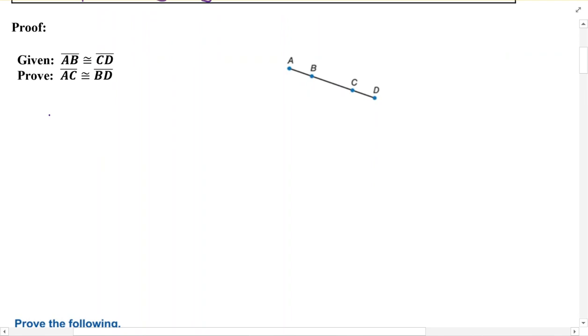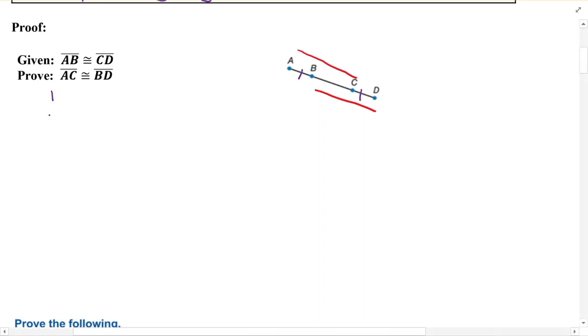Looking at the next proof, we're given that AB is congruent to CD, and we want to prove that AC is congruent to BD. If we look at that, it kind of makes sense because BC is congruent to itself, so we're adding the same amount to AB and the same amount to CD, so AB plus BC should equal BC plus CD. So let's look at completing this proof.